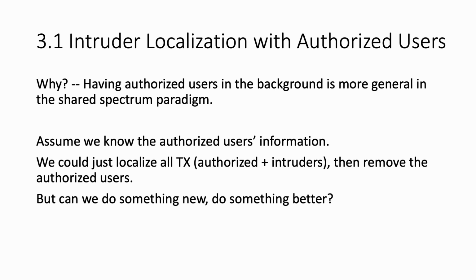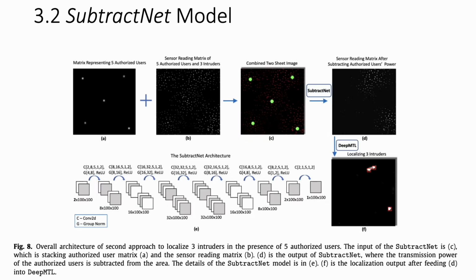Do something better? So here is the SubtractNet model. This new approach tries to subtract the received signal strength at the sensors by a value received from the authorized users. This subtraction is done by a novel convolutional neural network model. We refer to it as the SubtractNet. So assume we know the authorized user's information, and we encode it with an image, and we have the sensor readings from the area. So we generate the SubtractNet input by stacking these two images together.